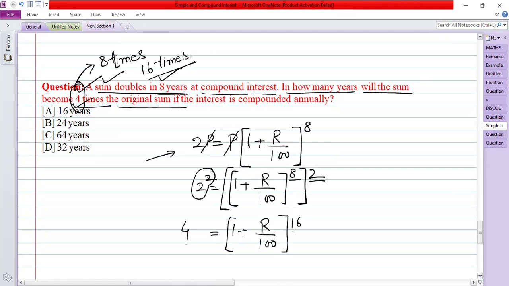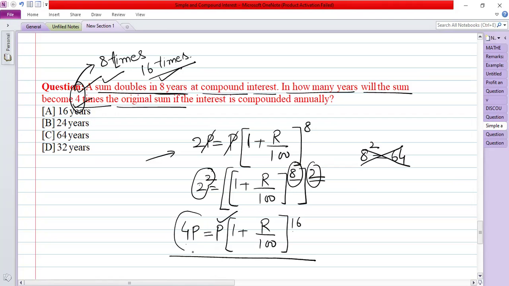And please mind, do not do this thing that this will be 8 square, that is 64. That will be wrong. Now, once again, we can multiply both sides by P, and this is giving our answer that the amount will become 4 times of the original amount in 16 years.